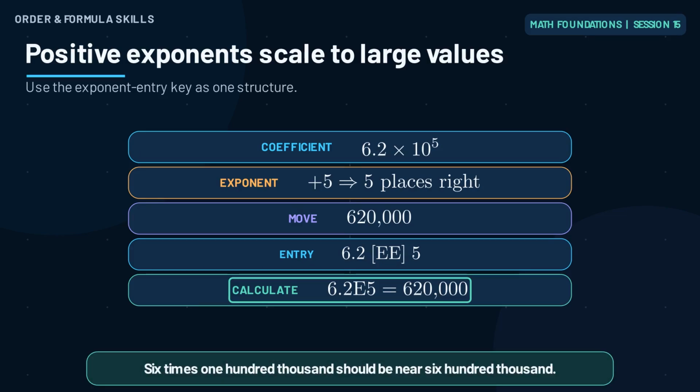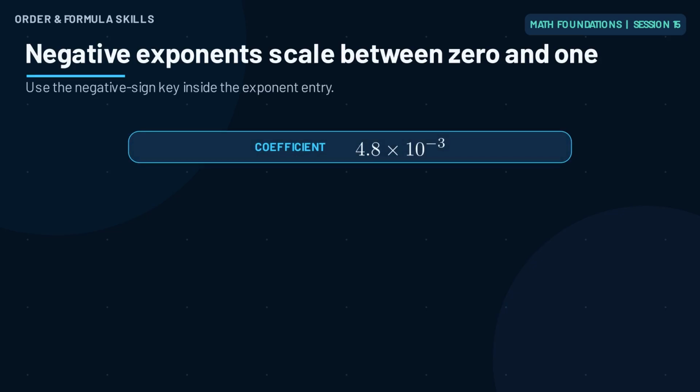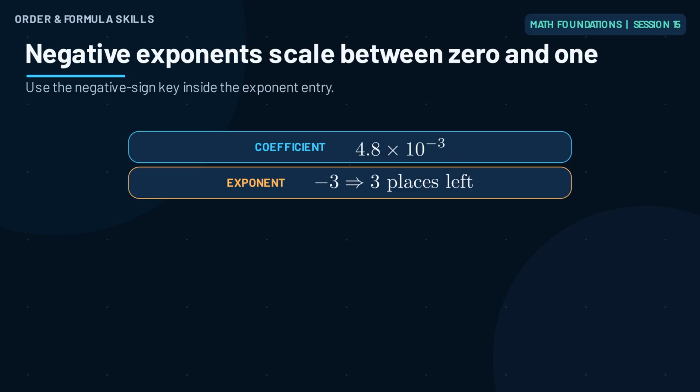Coefficient near 6 times 100,000 should produce a value near 600,000. Use magnitude to verify the exponent direction. A negative scientific notation exponent shifts a positive coefficient to a value between 0 and 1. Use 4.8 times 10 to the negative third. The negative 3 moves the decimal 3 places left.